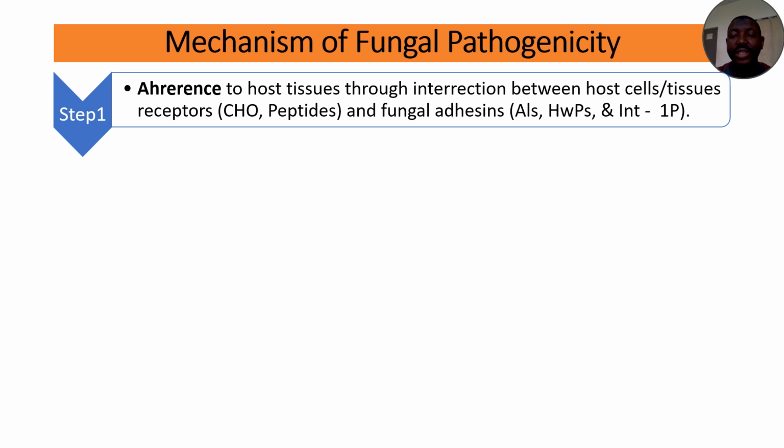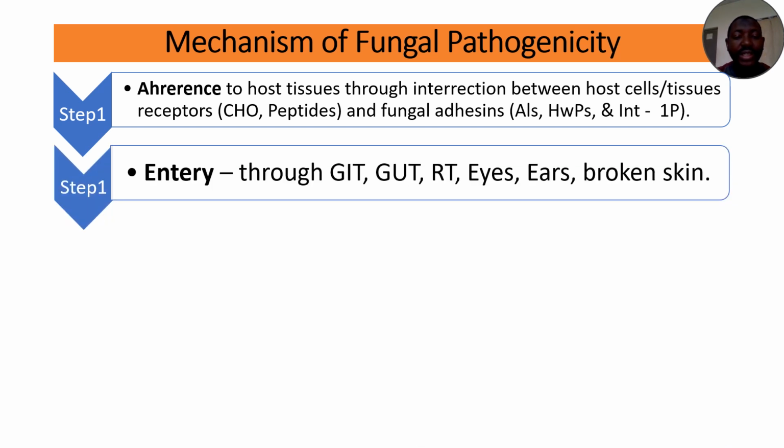So they interact in a specific fashion. And as we mentioned earlier, so many of these ligands are produced by fungi, such as agglutinin-like sequences, fungal hyphal wall proteins, integrin-like proteins, and so on, which are used by the fungi to ensure attachment to the host cell. So once the attachment is established, the next thing is entry.